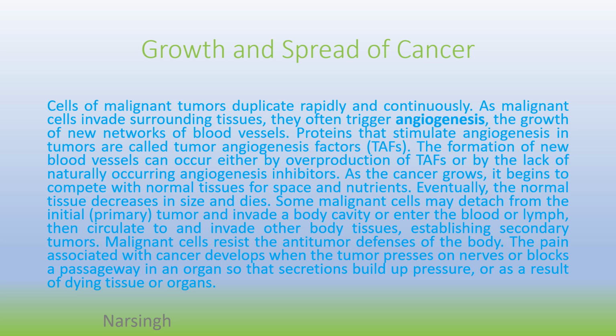Eventually, the normal tissue decreases in size and dies. Some malignant cells may detach from the initial, primary, tumor and invade a body cavity or enter the blood or lymph, then circulate to and invade other body tissues, establishing secondary tumors. Malignant cells resist the anti-tumor defenses of the body. The pain associated with cancer develops when the tumor presses on nerves or blocks a passageway in an organ so that secretions build up pressure, or as a result of dying tissue or organs.